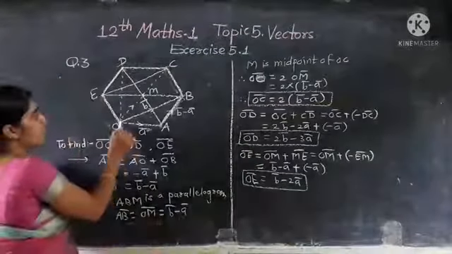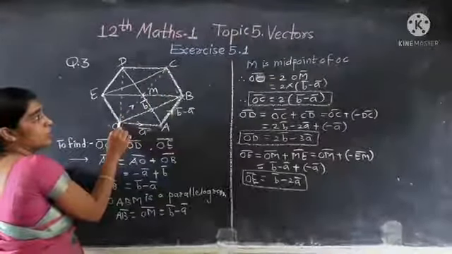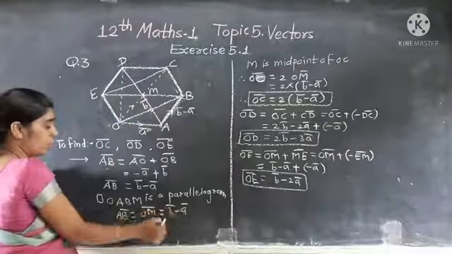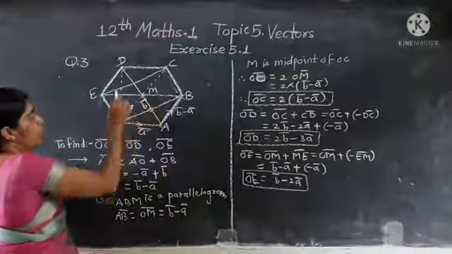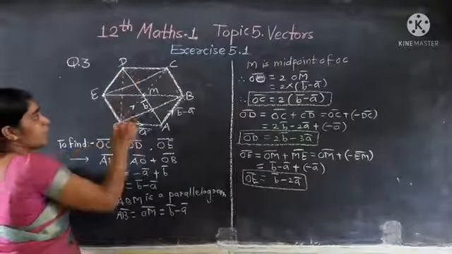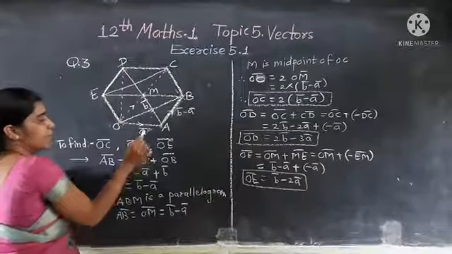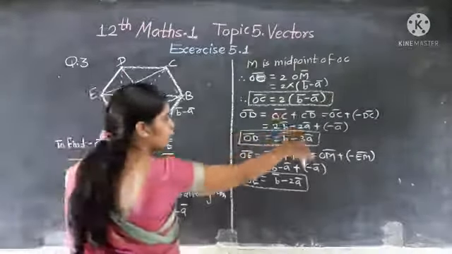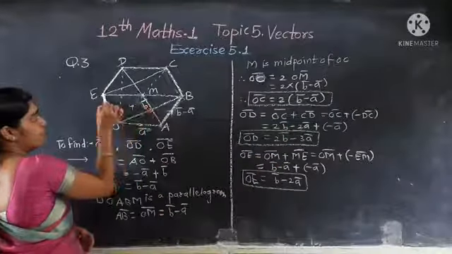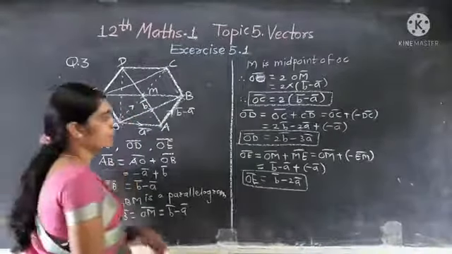Next we find OC bar. How do we find OC bar? OC bar is equal to twice OM bar, and OM bar we had calculated. Then we find OD bar as OC bar plus CD bar. OC bar we had calculated. CD bar is nothing but minus DC bar, and we put the value. And lastly OE bar is equal to OM bar plus ME bar. ME bar is equal to minus EM bar, which is minus A bar.